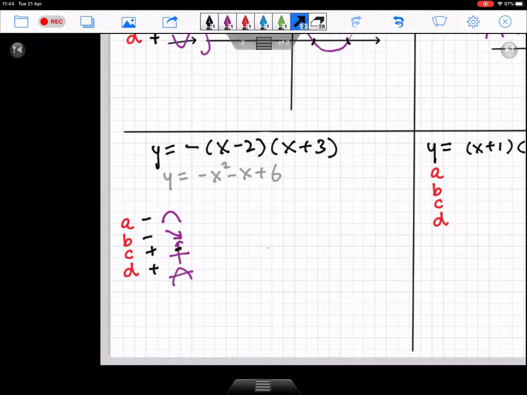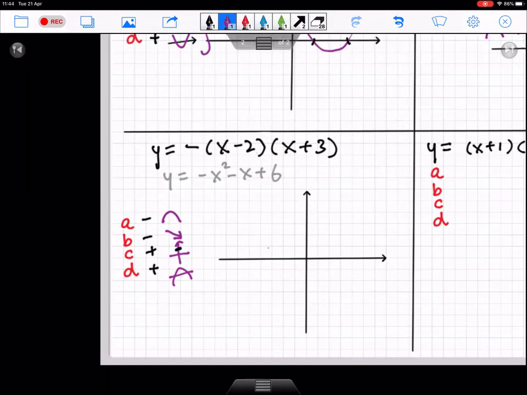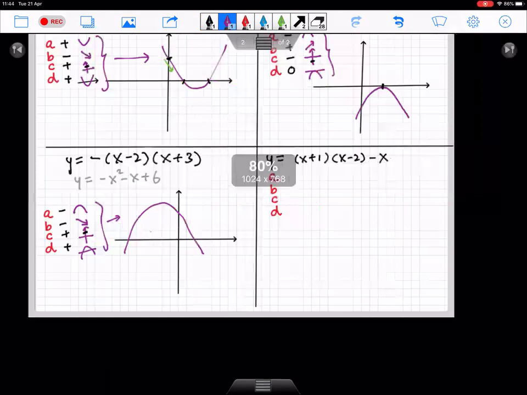So how do you draw a parabola that fits all 4 requirements? How do you draw a parabola that fits all the requirements? It will be something like this, if I'm not mistaken. Am I right? Right. So finally, this one, right?